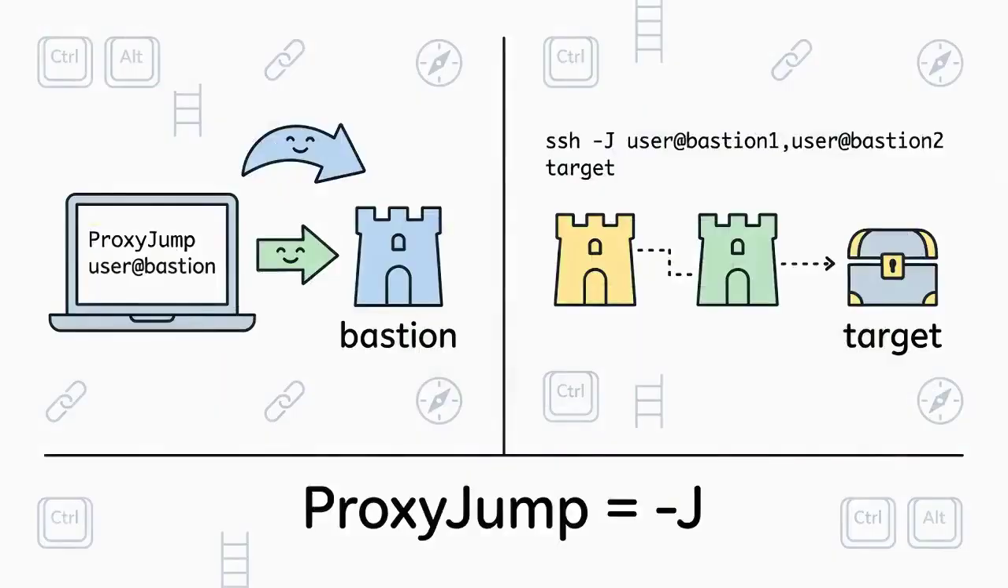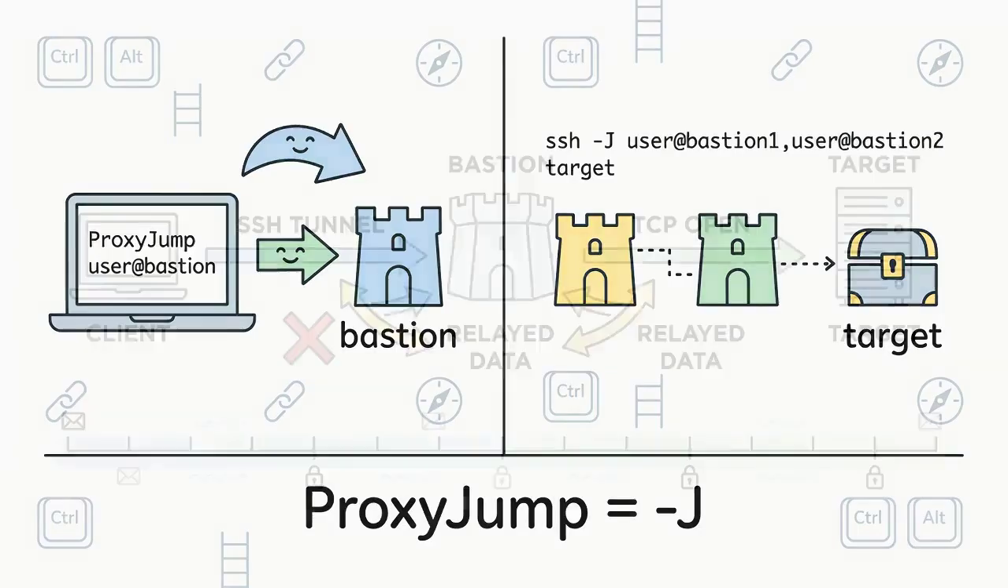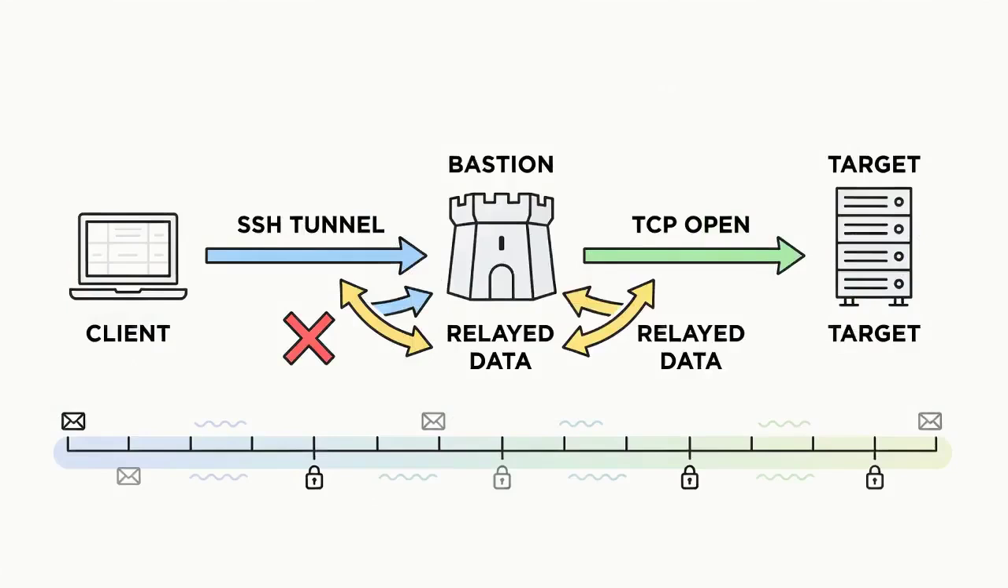ProxyJump is the modern shorthand that wraps the same behavior into a single directive. ProxyJump user@bastion does exactly what ProxyCommand did, but without the manual -W plumbing. The same logic is available on the command line as the -J flag, and you can chain multiple hops with commas, like -J user@bastion1,user@bastion2, letting SSH tunnel through every bastion in sequence before the final connection lands. The connection flow happens in 3 clean stages.